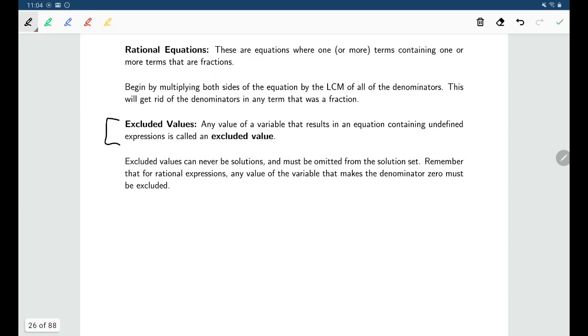If we recall back when we talked about rational expressions for the first time, any value of x that made that rational expression undefined, any value of x that made the denominator 0, was a value that we had to exclude. It was not a value that could be put in for x. So we'll need to be thinking about that as we're solving, because any value that's an excluded value can't be a solution. If it's excluded, it can't be put into one or more of those rational expressions, which means it can't be a solution to our equation.